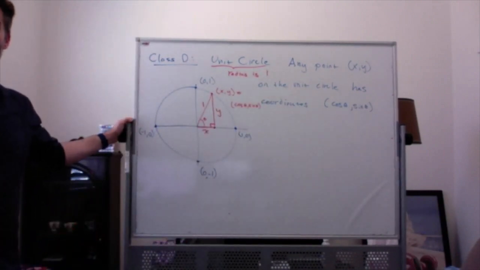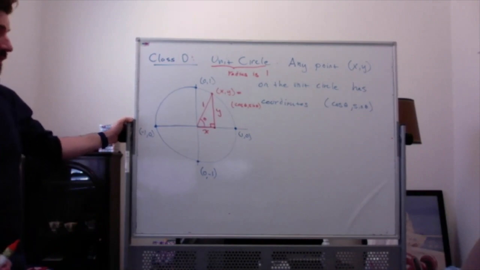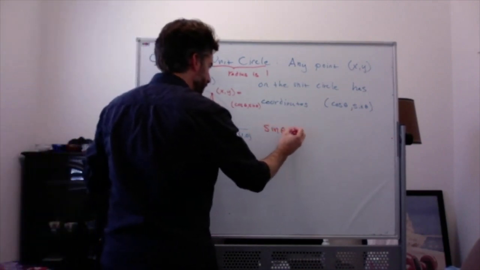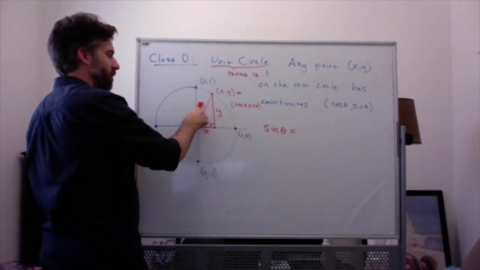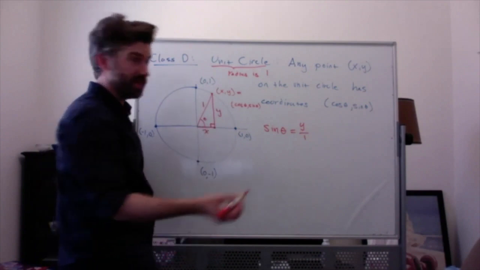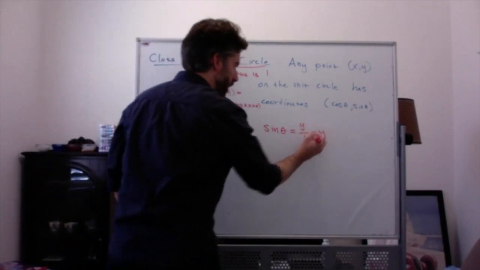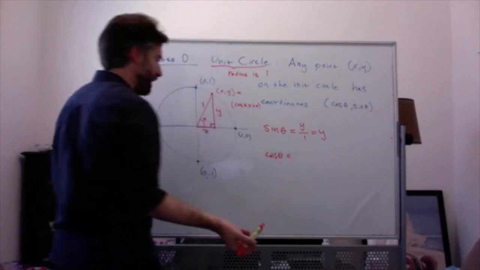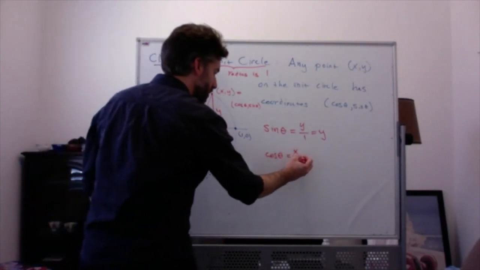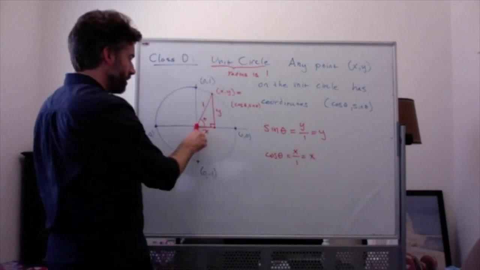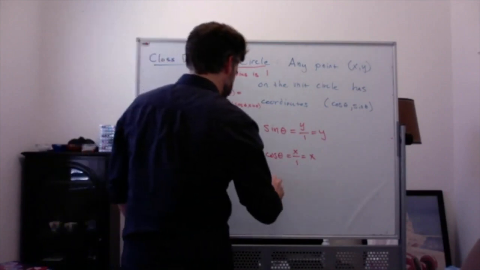Now we can use this triangle to define the trig functions on the unit circle. So I look at this triangle, here's what I'm going to get. Sine of theta is the opposite over hypotenuse, which is y over 1. But anything divided by 1 is just itself. So that's just y. Cosine of theta is x over 1, which is just x. Tangent of theta is opposite over adjacent, which is going to be y over x.